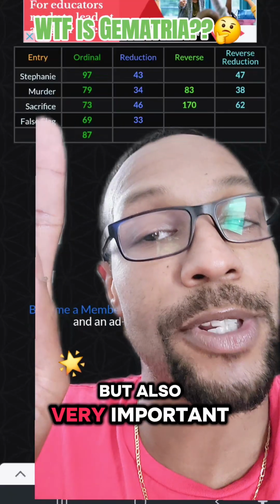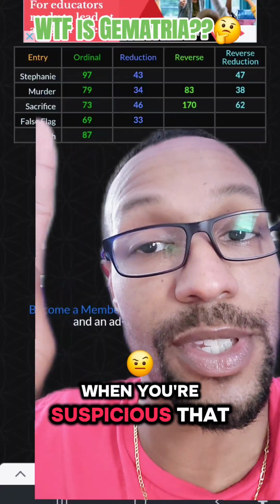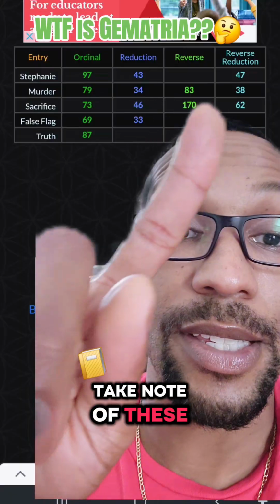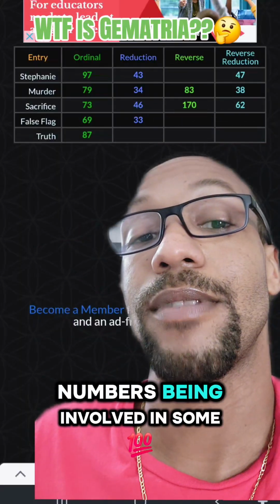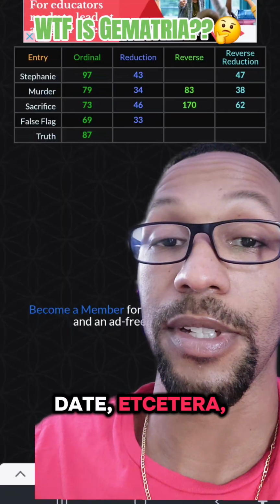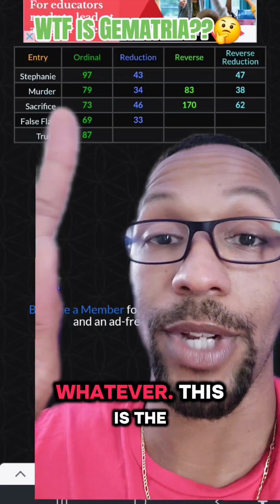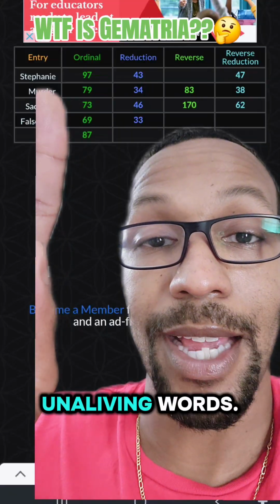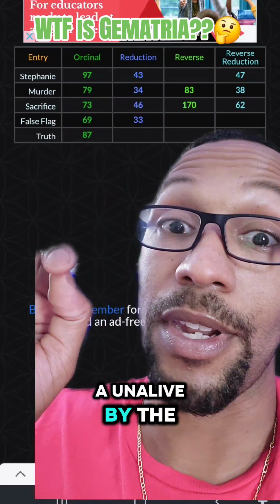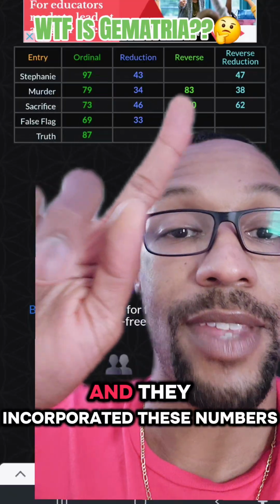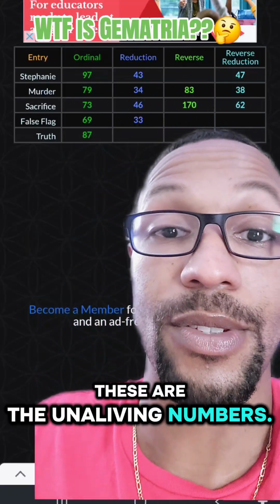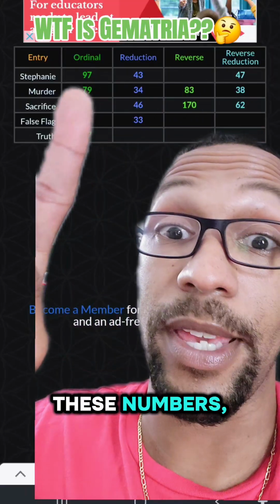But also very important to note, with this word, when you're suspicious that this may be involved in whatever you're looking at, take note of these numbers being involved in some way: age, date, time, whatever. This is the unaliving word. There was a Unalive by the Numbers movie, and they incorporated these numbers because they know that these are the unaliving numbers. So when you see these numbers, pay attention also.